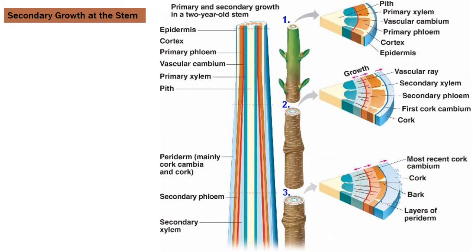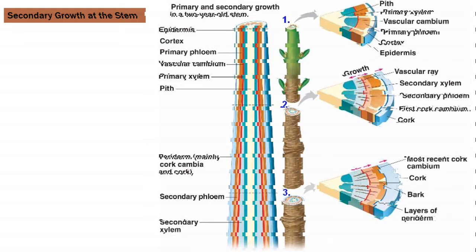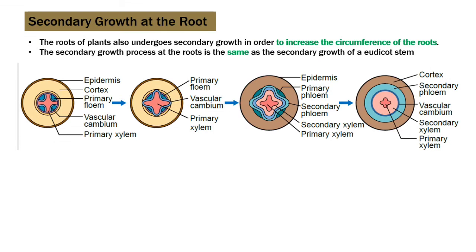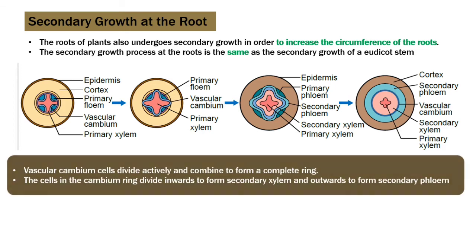Okay, this is the picture of the process of secondary growth at the stem. We can see the circumference or the diameter of the plant becomes enlarged. So, let's discuss the secondary growth at the root. The root of the plant also undergoes secondary growth in order to increase the circumference of the root. The secondary growth process at the root is the same as secondary growth at the eudicot stem. So this is the picture of the secondary growth at the root.